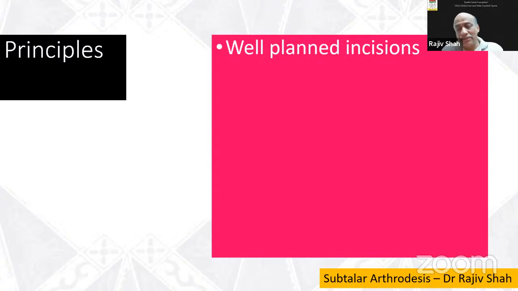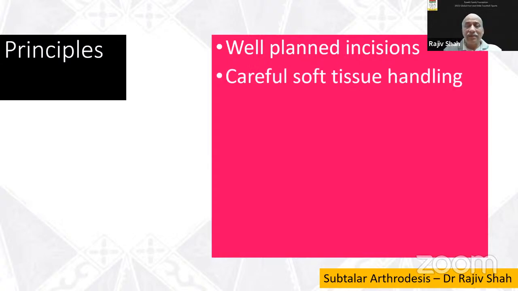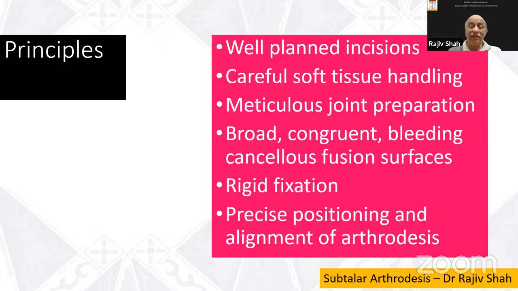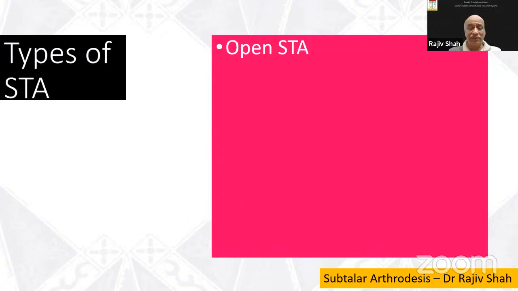Principle of any fusion is a well-planned incision, correction of deformity, careful soft tissue handling, meticulous joint preparation, which means first, removal of the cartilage, second, drilling, third, osteotome fish-scaling, fourth, if required, bone grafting. Broad cancellous bleeding surfaces is the aim for fusion. Rigid fixation with compression and precise positioning and alignment of the arthrodesis all formulate the principles of arthrodesis.